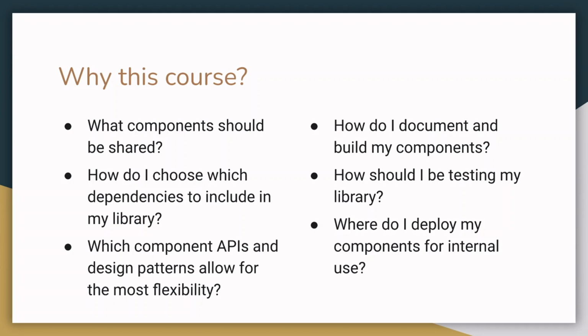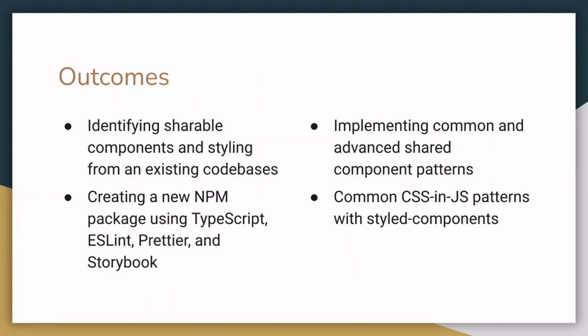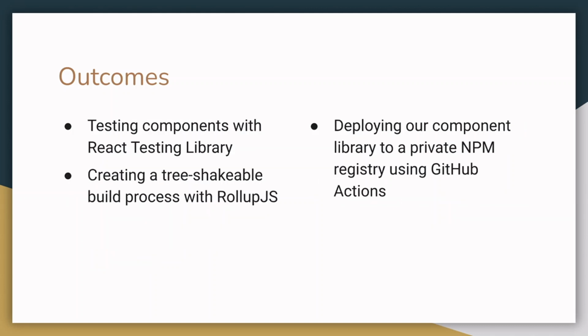During this course, we will create a shareable component library that includes identifying shareable components and styling from an existing codebase, creating an NPM package using TypeScript, ESLint, Prettier, and Storybook, implementing common and advanced shared component patterns, some common CSS and JS patterns using styled components, testing components with React Testing Library, creating a tree-shakeable build process with Rollup.js, and deploying our component library to a private NPM registry using GitHub Actions.